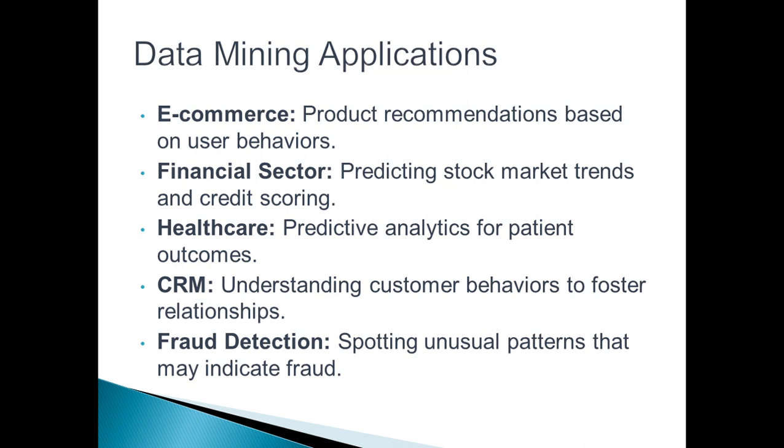Now the second is the financial sector. Data mining helps in predicting the stock market, that is, what kind of trends there will be in the financial sector, and what the credit scoring will be. Data analysis plays a crucial role in predicting stock market trends. Data mining algorithms analyze historical stock data, news sentiments, and market indicators to forecast price movement. Traders and investors use these insights to make informed decisions.